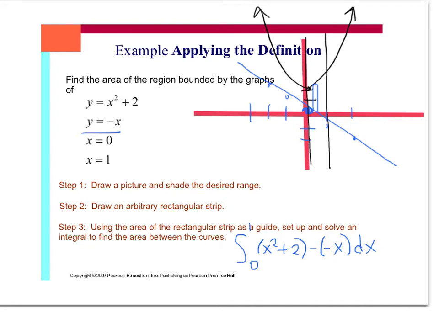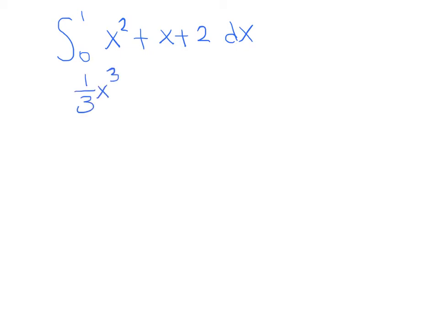So we'll combine like terms, so we go from 0 to 1, and we end up with x squared plus x plus 2 in respect to x. I'm going to open up a new page here so I can do my mathematics. So from 0 to 1 of x squared plus x plus 2 in respect to x. So we take the antiderivative. So I have 1/3 x cubed plus 1/2 x squared plus 2x, and we're integrating from 0 to 1.